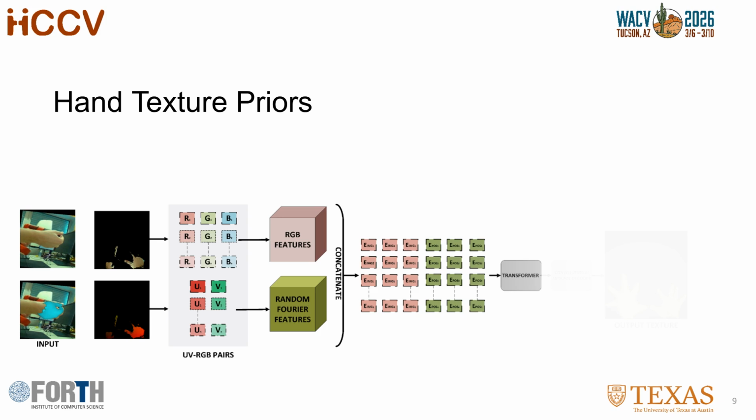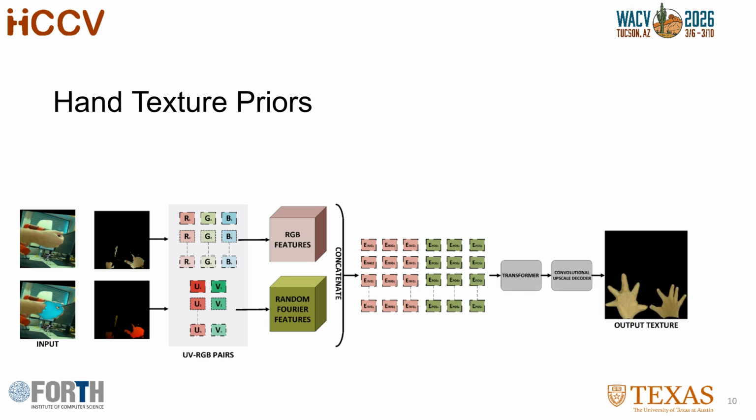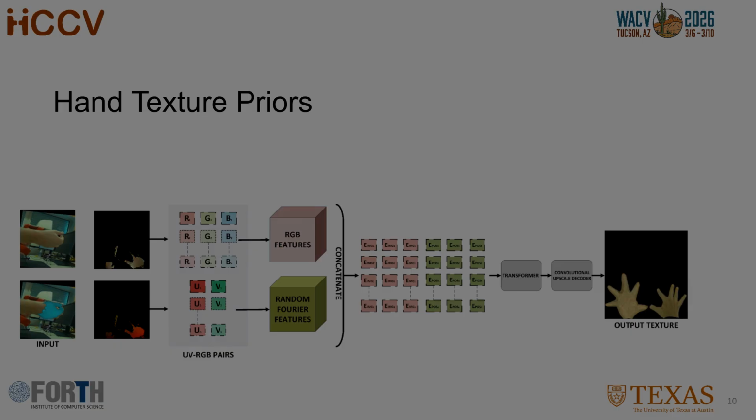The concatenated features are then processed by a transformer architecture that models long-range dependencies across the UV space. After the transformer, a convolutional upsampling decoder reconstructs the full, coherent hand texture. During training, supervision is derived from incomplete, sparsely observed textures from input images, mapping incomplete textures to a common canonical UV space, enabling spatial alignment across the dataset.